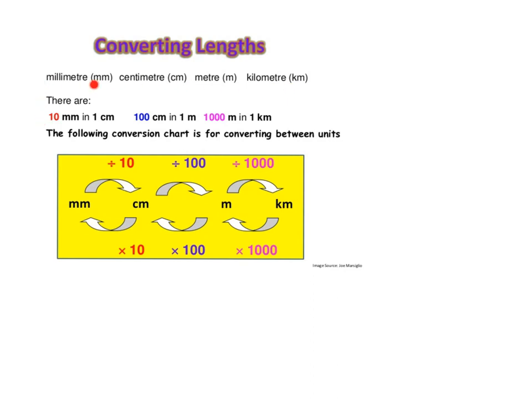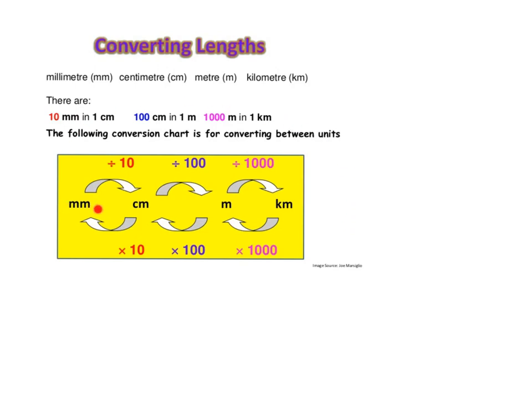So if you look over here, you can see the conversions between our common units of length. So if you look closely at a ruler, you will see that there are 10 millimeters in 1 centimeter. If you look at a meter stick, you will see that there are 100 centimeters in 1 meter. And if you look on something bigger, such as a map, you will see that there are 1,000 meters in a kilometer. So we can use this conversion chart here to help us in converting between different units of length.